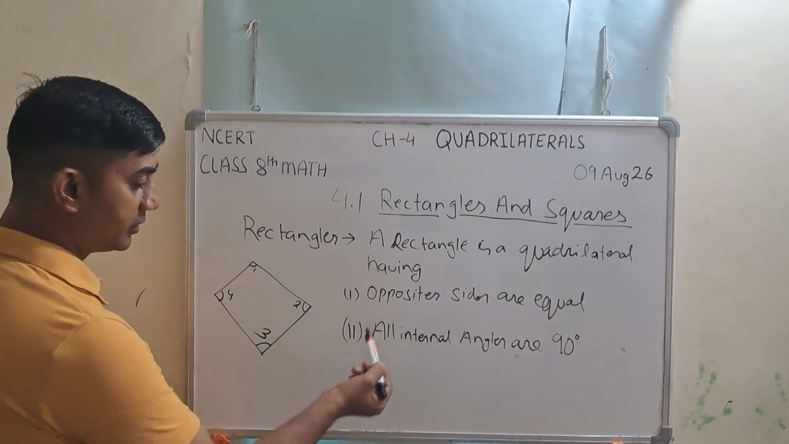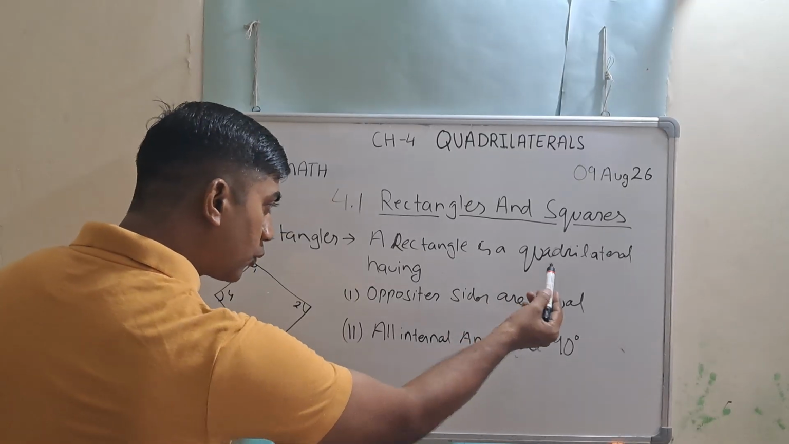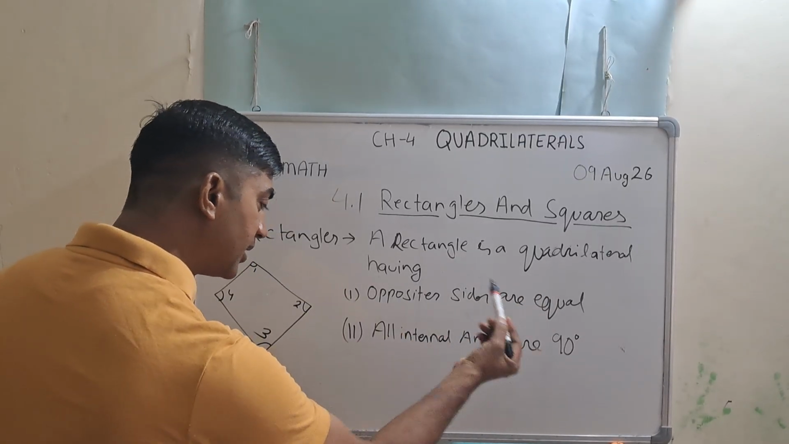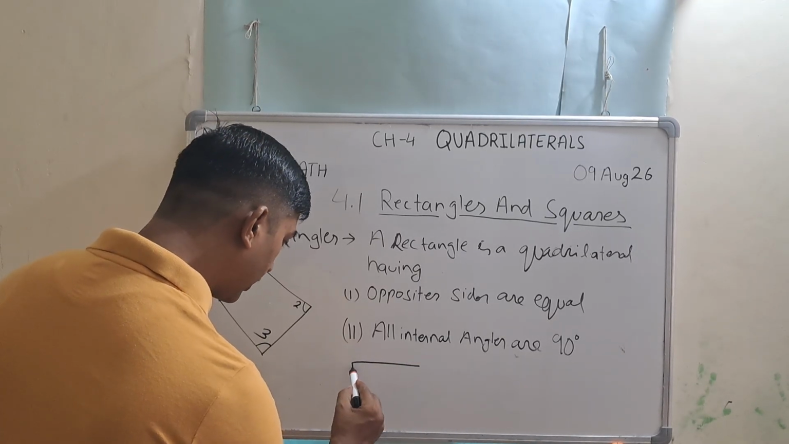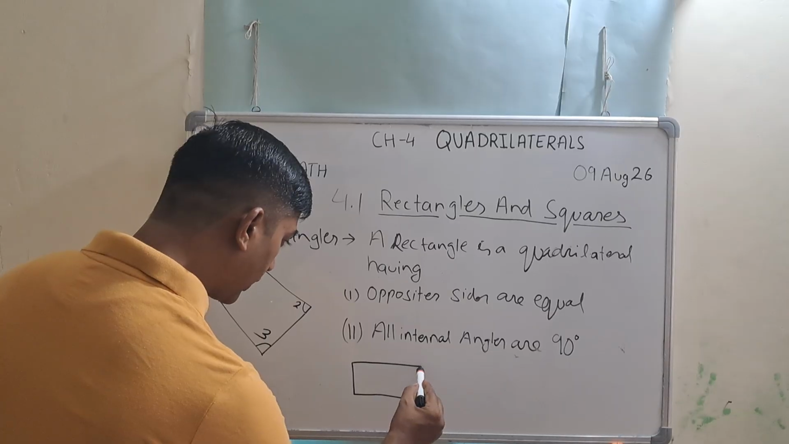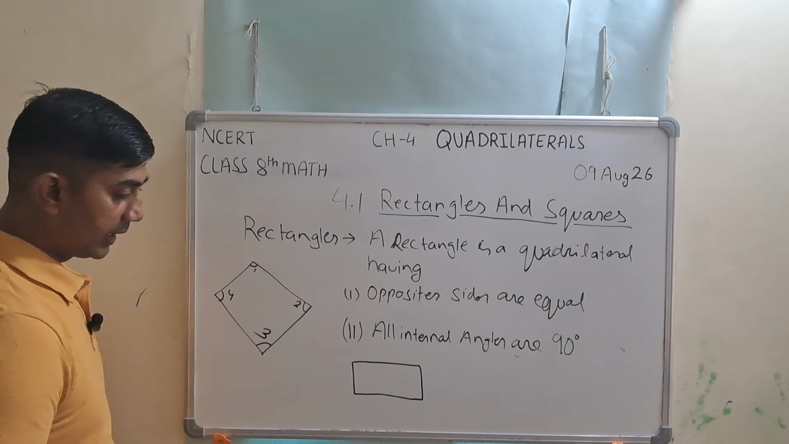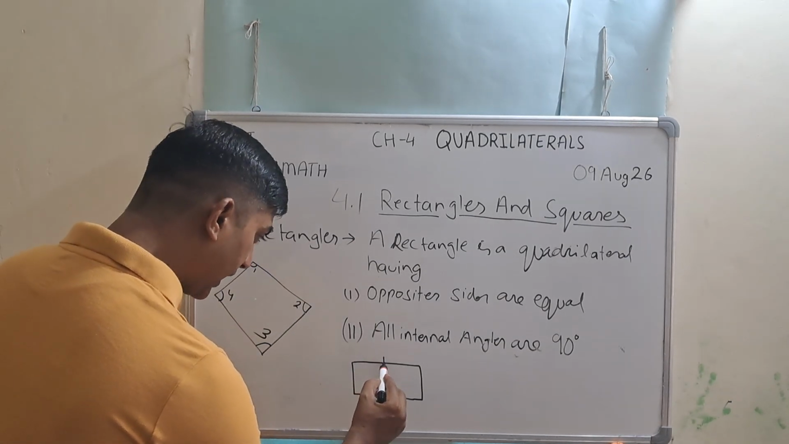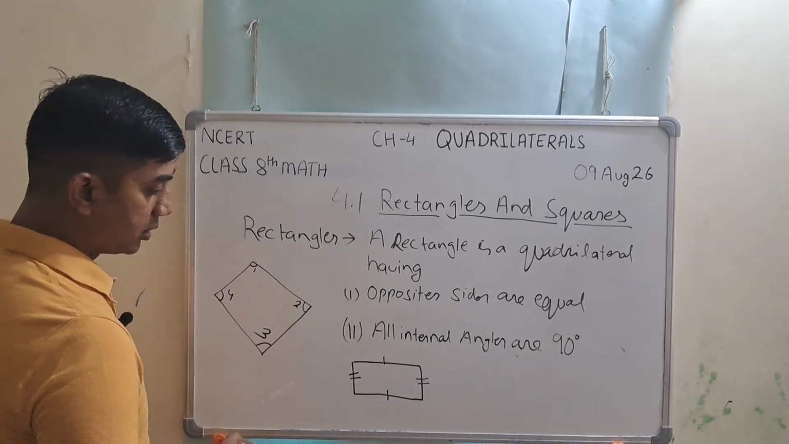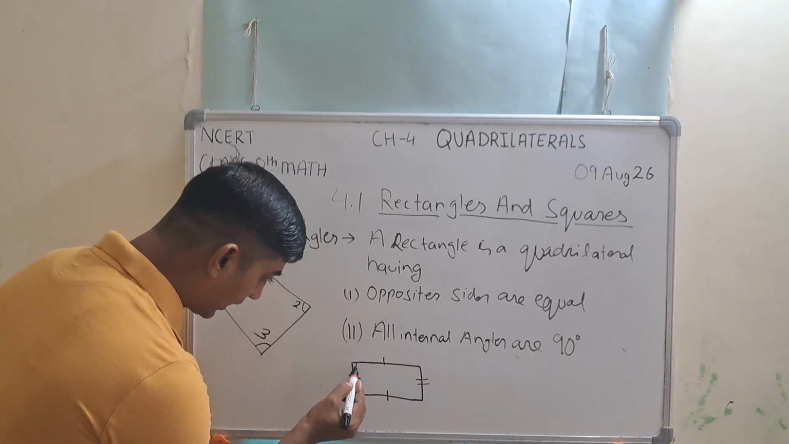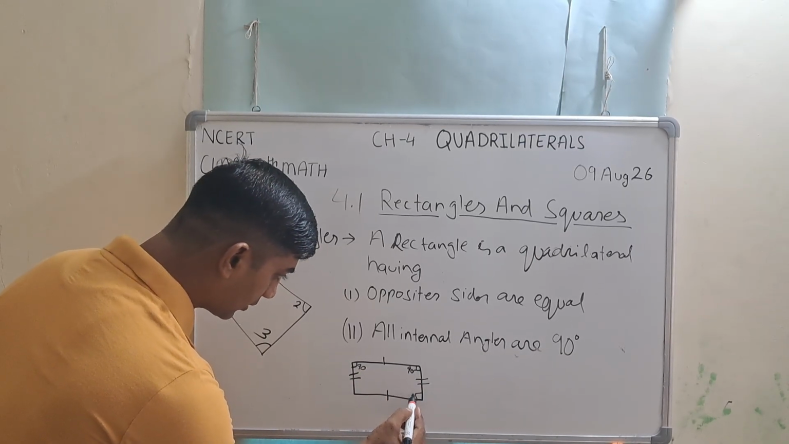Now what this definition is saying about the rectangle is that we have a figure, a quadrilateral, having opposite sides equal. Let's draw it. We have drawn a figure, opposite sides are equal, which means this side is equal to this side and this side is equal to this side, and all internal angles are 90 degrees. All internal angles are 90 degrees. Understood?